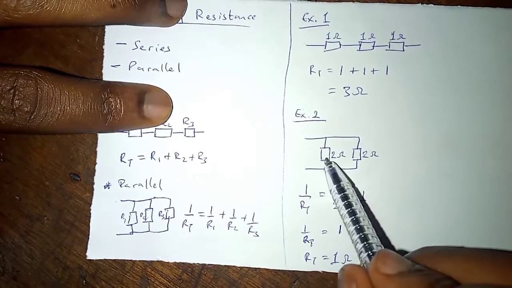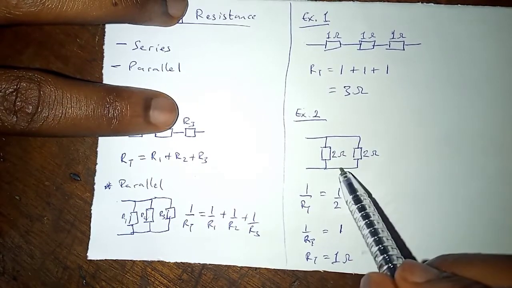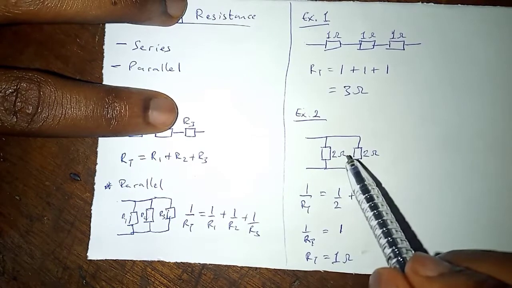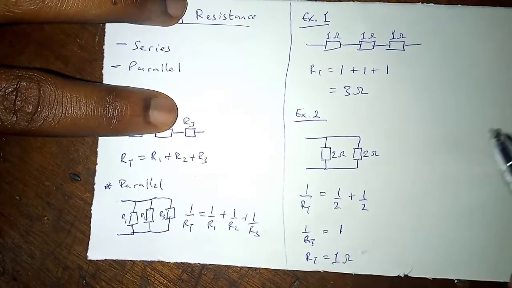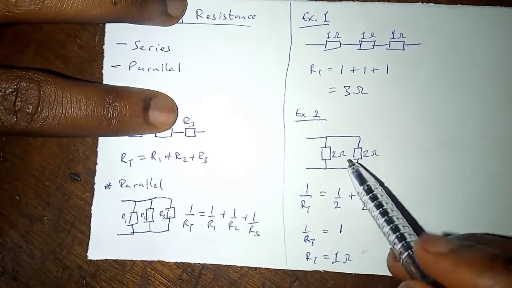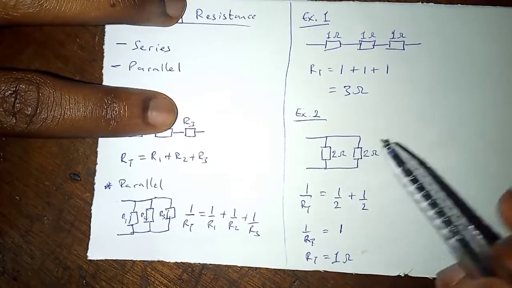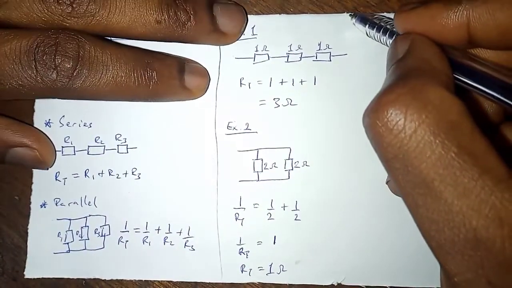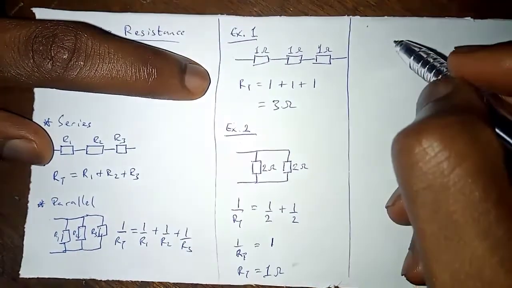So if you have 2 resistors of equal value in parallel, they would form half of one of that resistor. Well, if they have different values, your total resistance can never equal or be greater than the smallest resistance you have in that parallel circuit. Let's take another example of a parallel resistance.